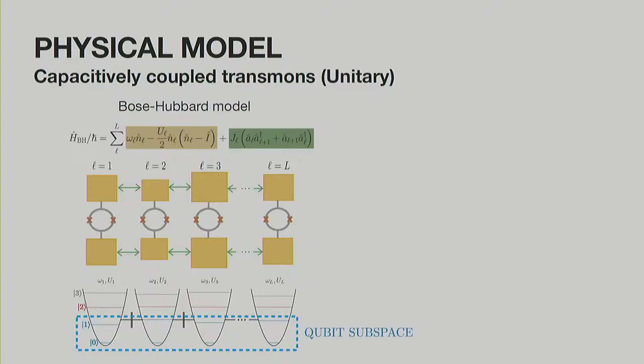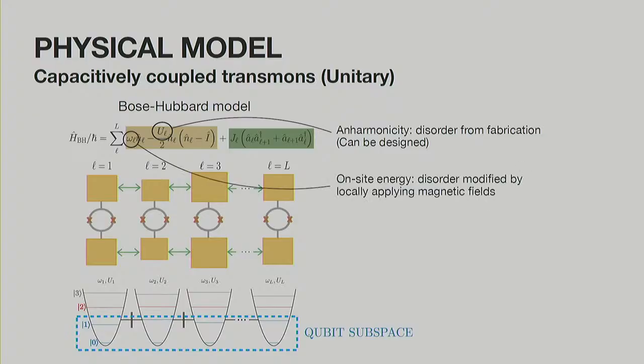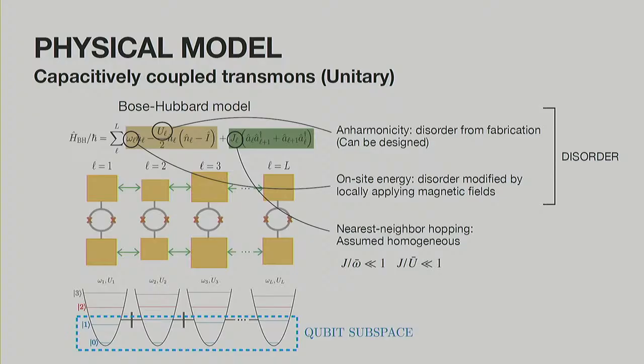I mean, if there is a 2 or more, it's called leakage. In the rest of the talk, we will treat leakage just as a second excited state. I will also consider that the anharmonicity is different in each site and depends on the imperfection during fabrication, but can also be partially designed. The on-site energy can be adjusted by applying magnetic fields locally in the center of the SQUID. And the hopping term we will assume is homogeneous and smaller than the others. And disorder will in general be the inhomogeneity in the parameters.